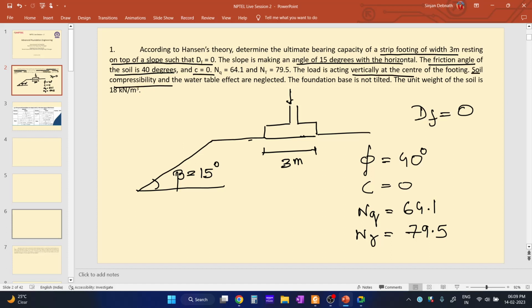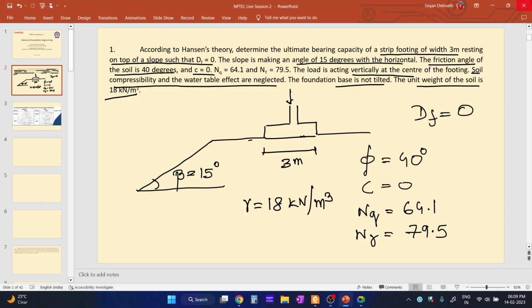Soil compressibility and water table effects are neglected. The foundation base is not tilted. The unit weight of the soil is 18 kilonewton per meter cube, that means gamma is equal to 18 kilonewton per meter cube. So now let's solve this problem.